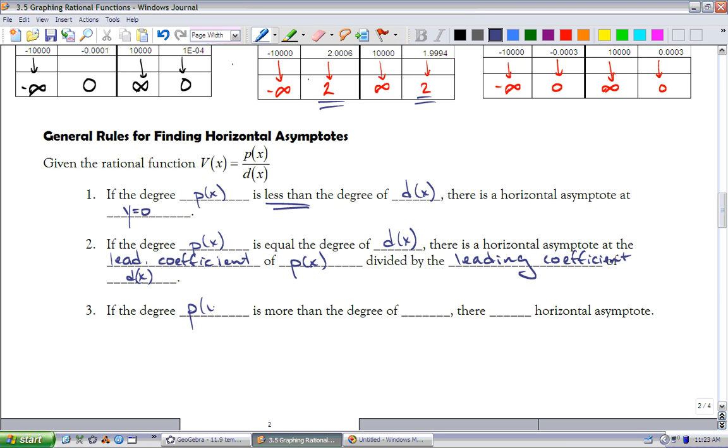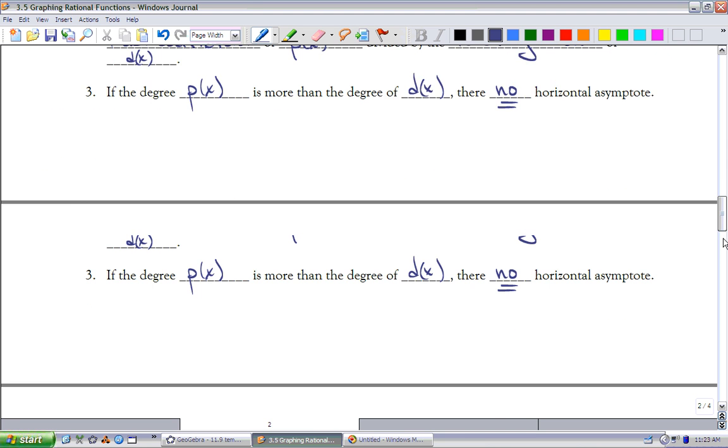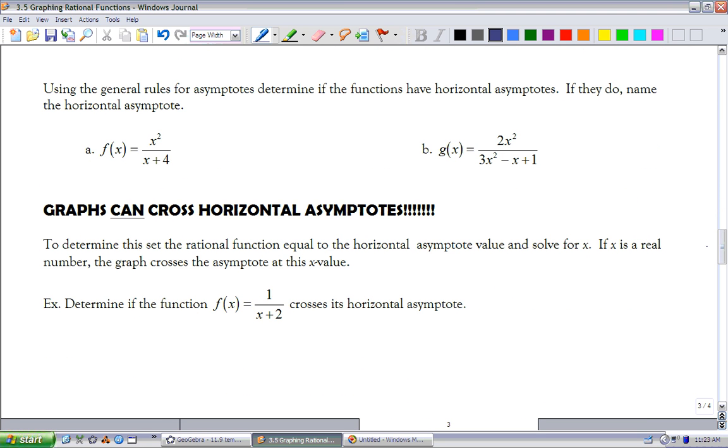Last, if the degree of p of x is more than the degree of d of x, then there is no horizontal asymptote. So if the top grows faster than the bottom, there's no horizontal asymptote. Let's take a look at that real quick. Using the general rules, determine which functions have horizontal asymptotes.